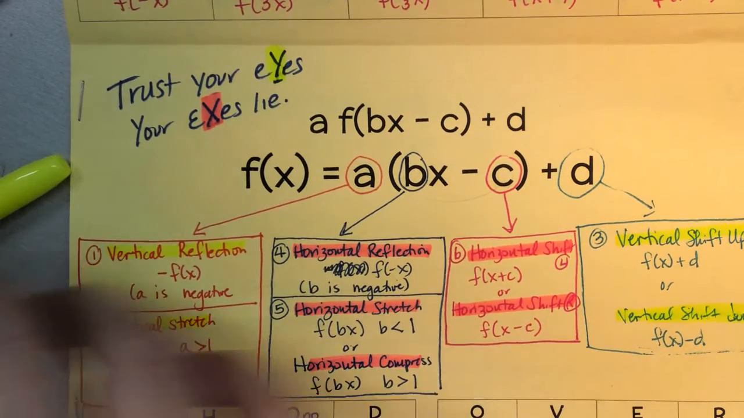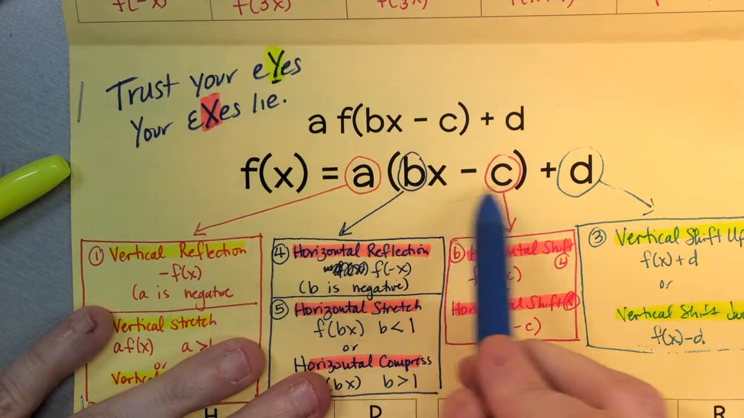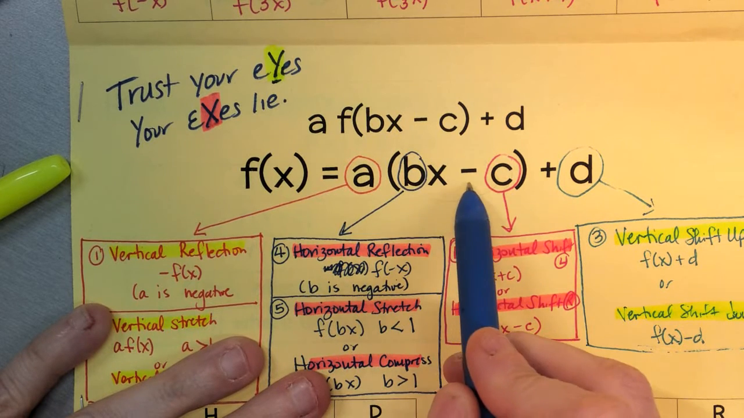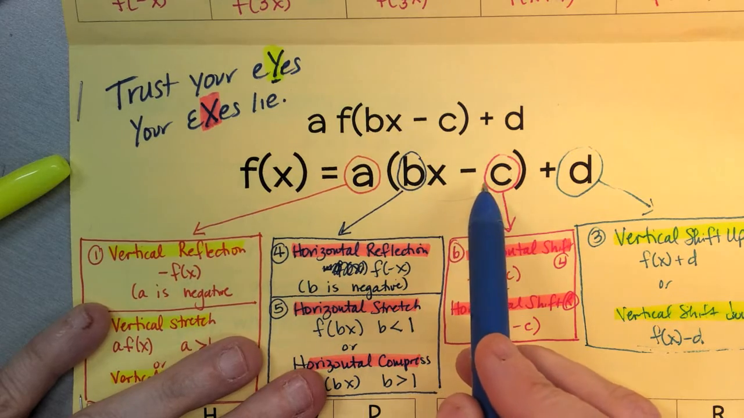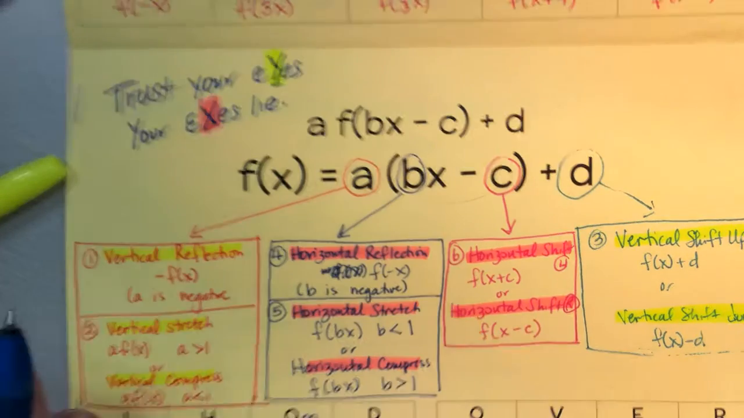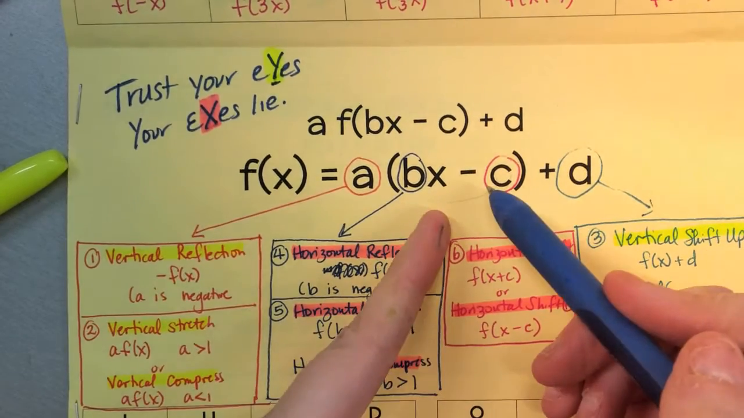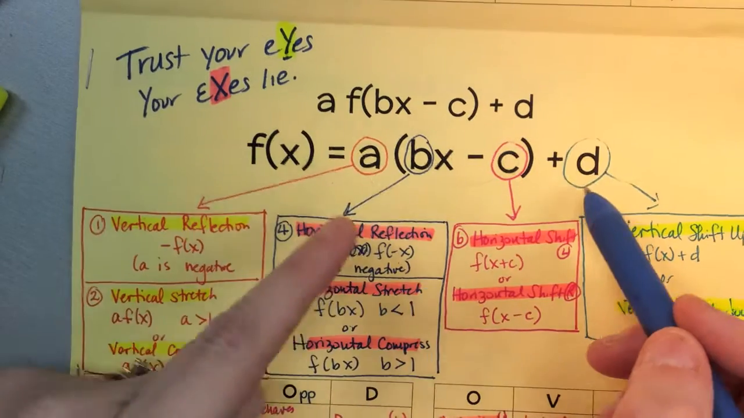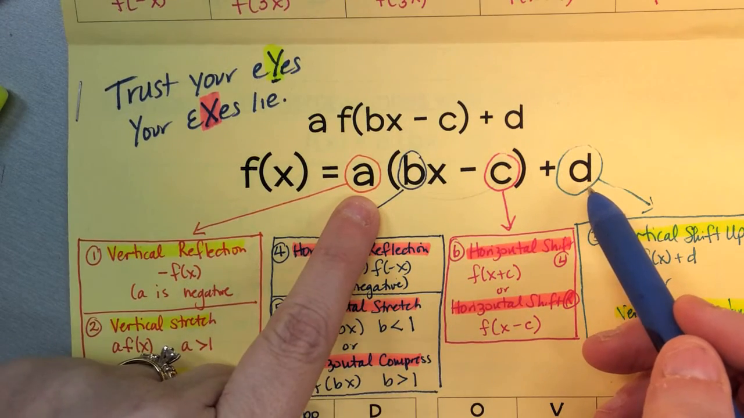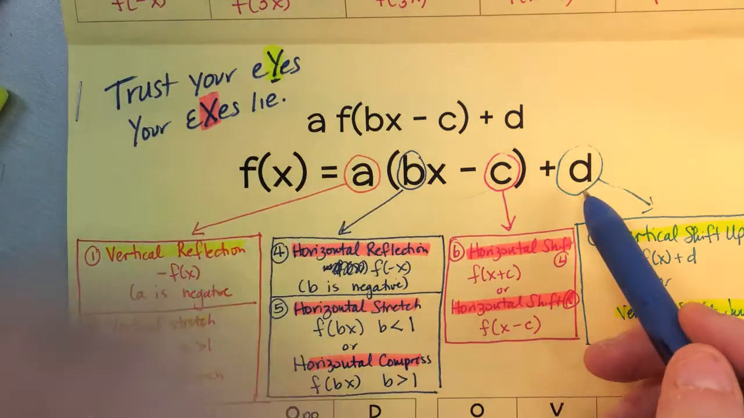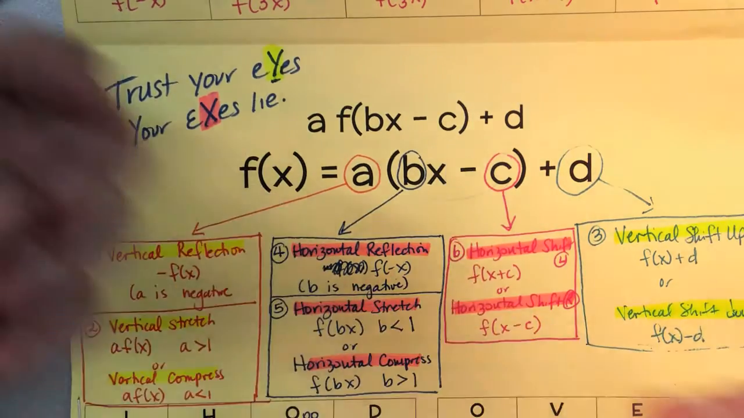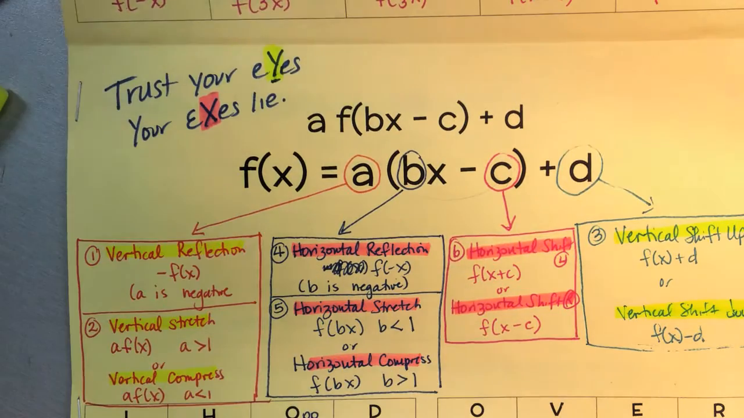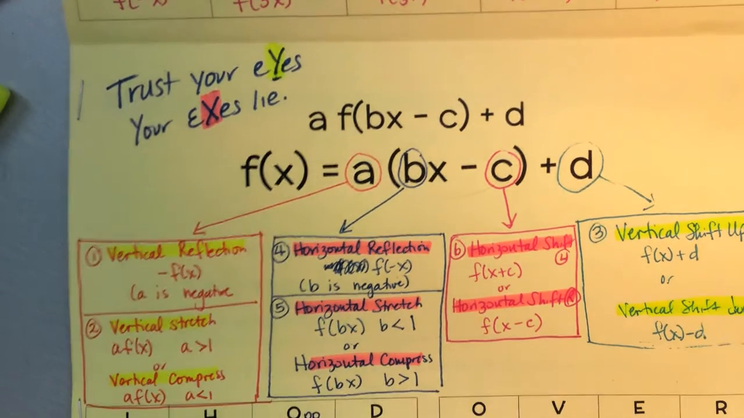My exes, they lie to me. My exes say, hey, I'm going left, but they go right. They say, I'm going to go right, but they go left. They say, I'm going to stretch, but then they compress. They don't do what they say they're going to do. My exes don't. But my Ys do exactly what they say they're going to do. If they say they're going to shift up, they shift up. If they say +5, that means they go up 5. If they say 3 times, they actually get 3 times taller. They do exactly what they say they're going to do.